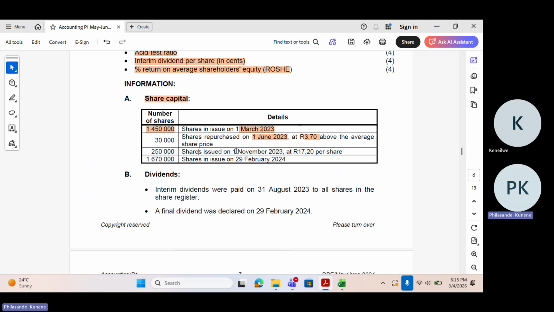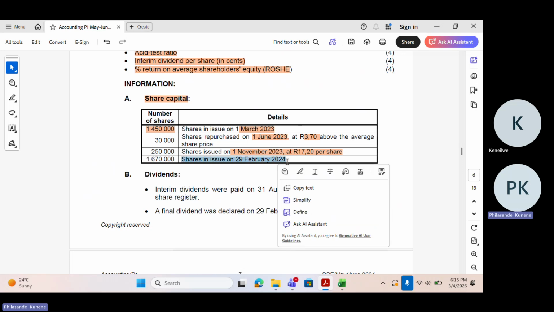250,000 shares issued on 1 November 2023 at R17.20 per share. So these are additional shares that were issued during the year, and then we have 1,670,000 shares in issue on 29 February 2024. These are the shares in issue at the end.